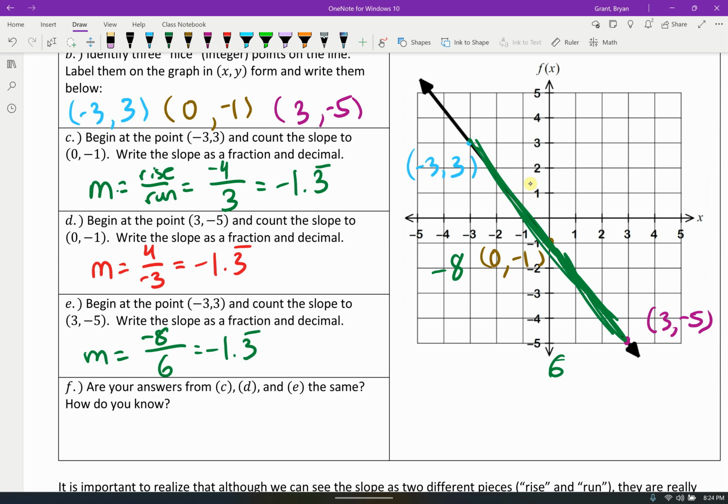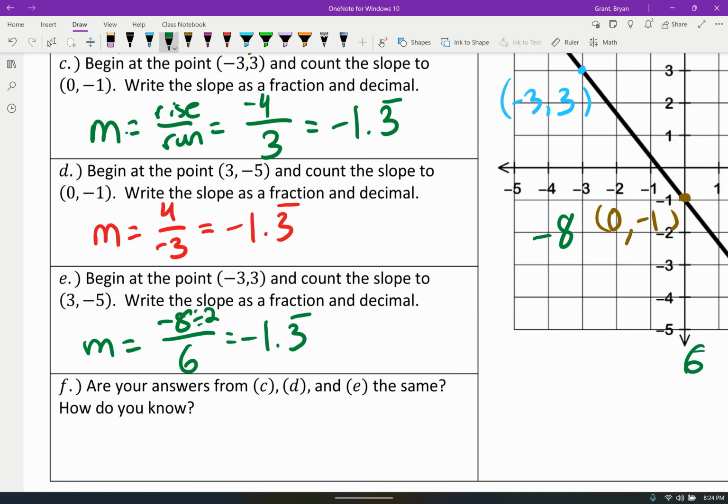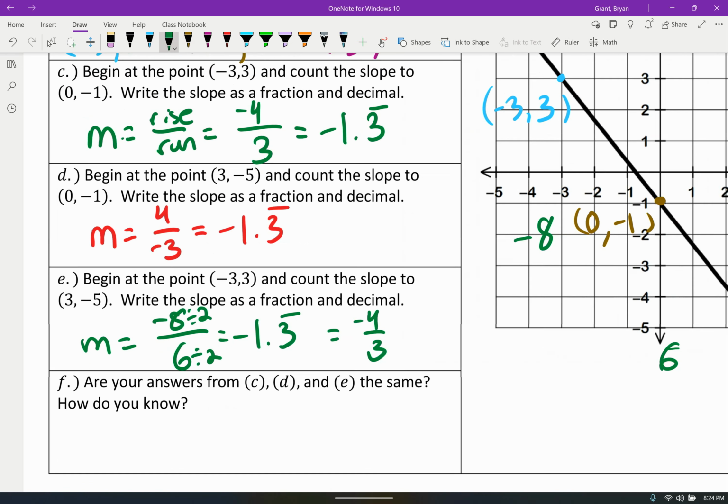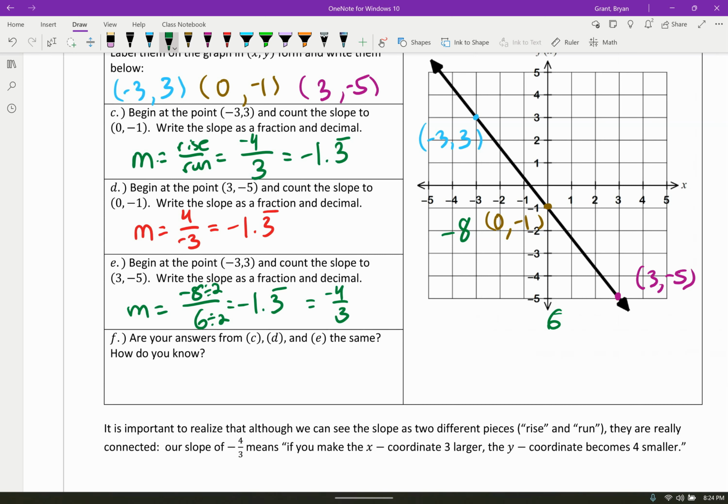And so the only thing that might change is your fractions might look different. But if you remember back to middle school, we could have divided by 2. And if we did that, that would give me -4/3, the same reduced fraction as before. So if you're doing your independent practice with a friend and you get one fraction, they get another, one of the easiest ways to check to see if you're both right is turn them into a decimal. If your decimals match, then you're both right.